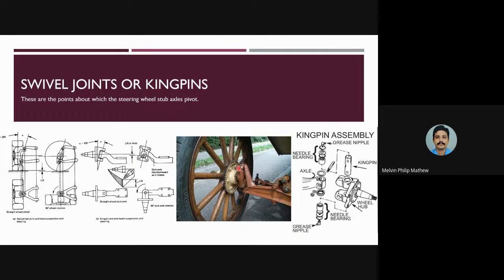An example of that is shown here. This is the kingpin here. This is the wheel hub, and onto the wheel hub we are mounting the kingpin here. And this is the axle. The kingpin then connects the axle with the wheel hub instead of the two arms of the wishbone. So instead of providing two arms, a single component is responsible for tethering the wheel hub and the axle. This is how the swivel joints or kingpins are mounted.